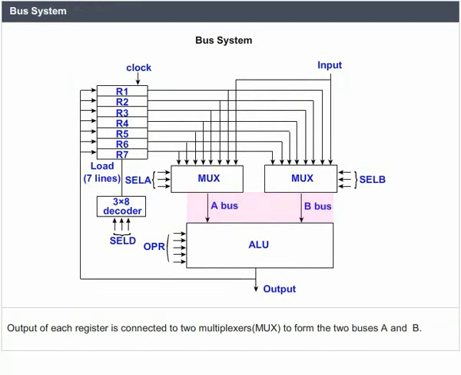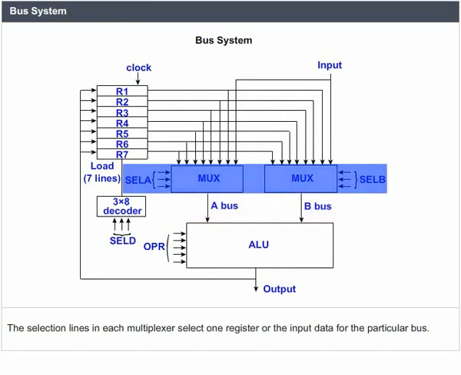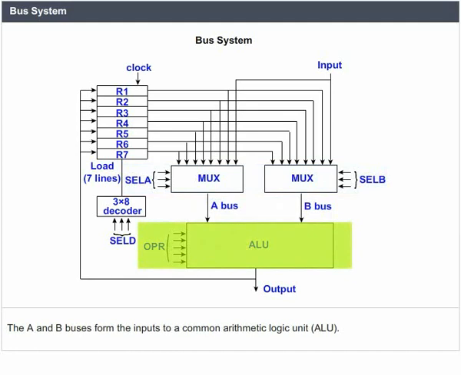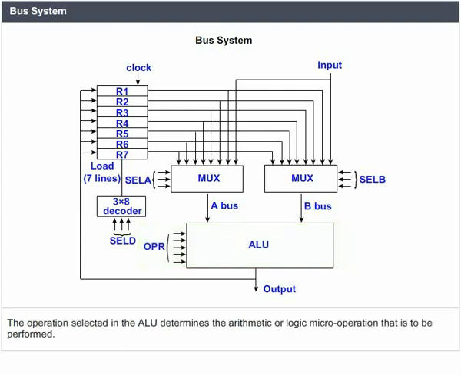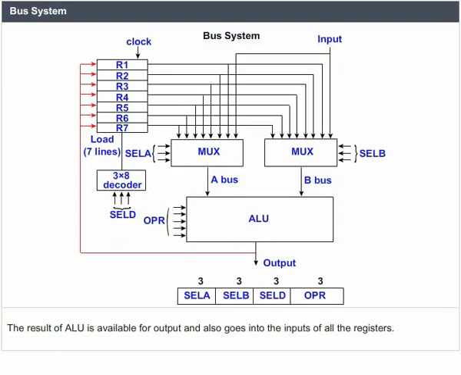Bus system. The output of each register is connected to two multiplexers, MUX, to form the two buses A and B. The selection lines in each multiplexer select one register or the input data for the particular bus. The A and B buses form the inputs to a common arithmetic logic unit, ALU. The operation selected in the ALU determines the arithmetic or logic micro-operation to be performed. The result of the ALU is available for output and also goes into the inputs of all the registers.